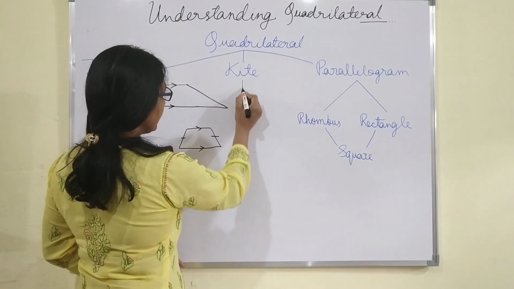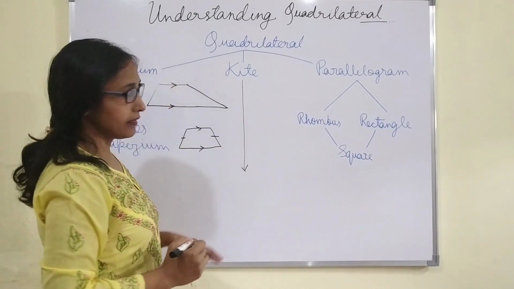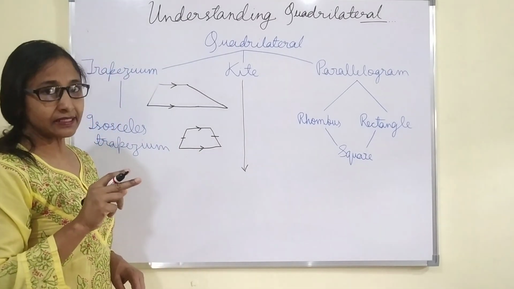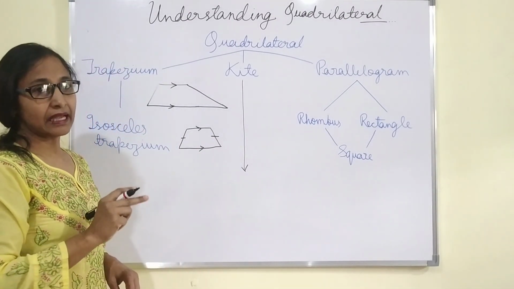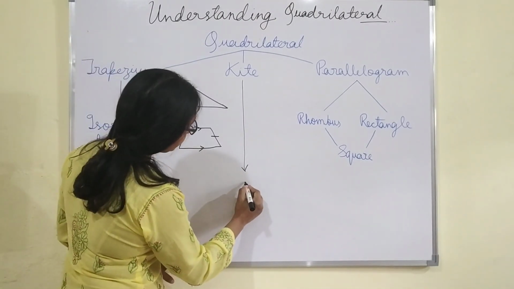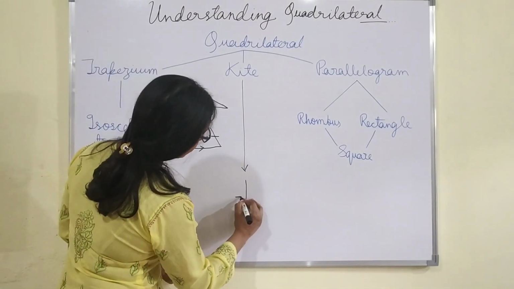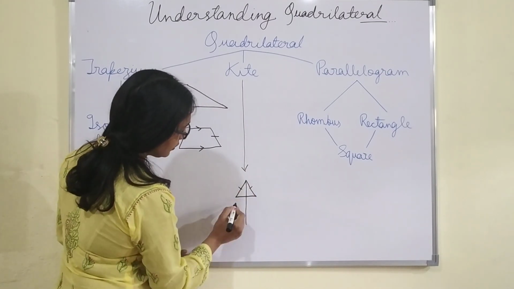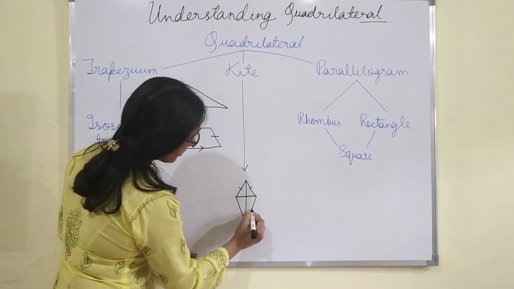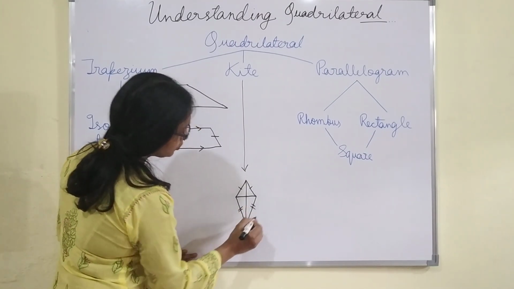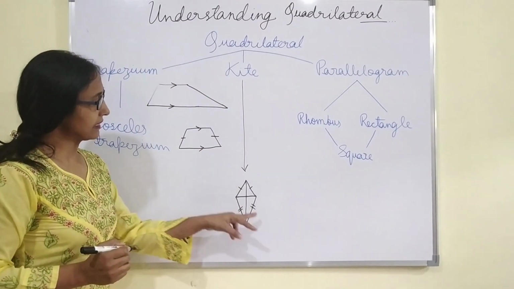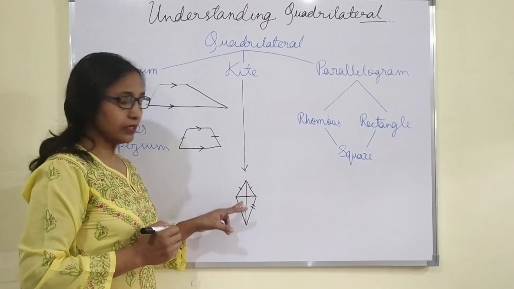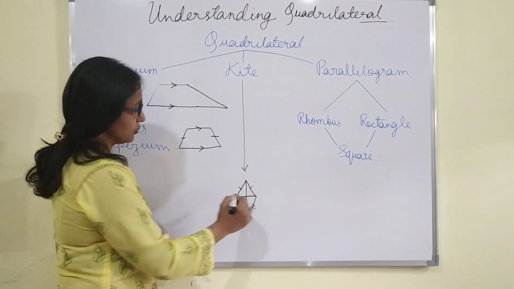What is a kite? In a kite, two pairs of adjacent sides are equal, but opposite sides are unequal. How is it possible? These two sides are equal. These two sides are equal, but opposite sides are not equal. Okay? And the diagonals are perpendicular also.